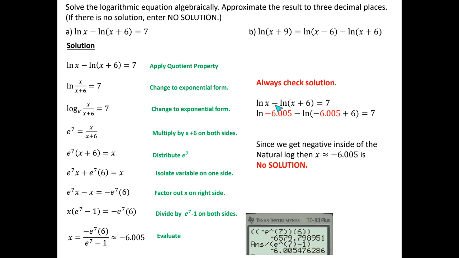Now that we have these possible solutions, we want to make sure that it is a solution. My answer was negative 6.005. If I come to my original equation, I have natural log of x, so I'm going to have natural log of negative 6.005 minus natural log of whatever this is here. But if you notice, the natural log of a negative number is going to give you an error because the domain for these natural logs is from 0 to infinity, with 0 not being included. So since this is negative, we say that there's no solution.